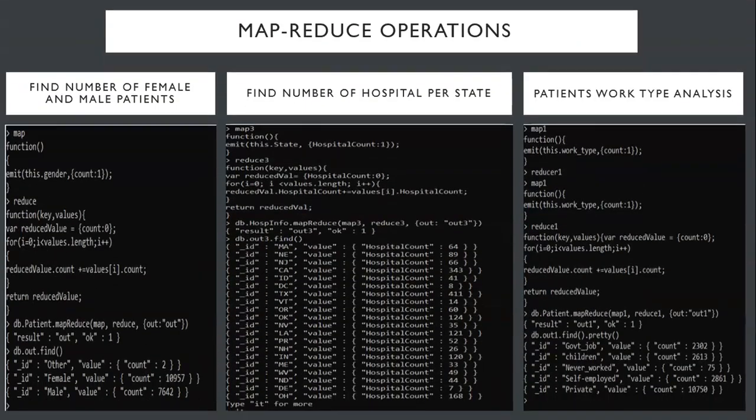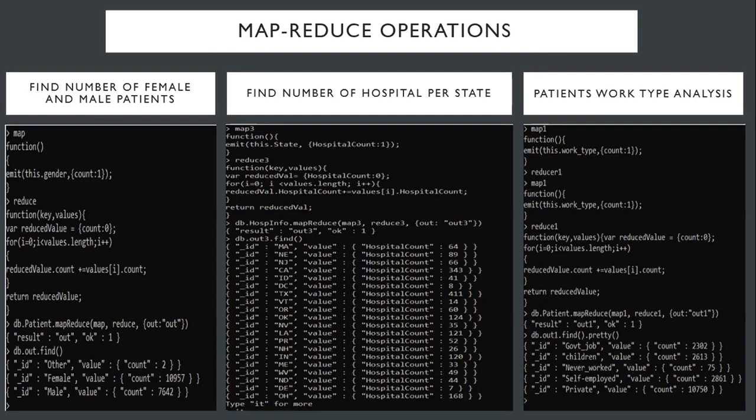The next thing we move on to is map reduce functions. To show some important analysis, we have performed a few map reduce operations. What this map function is doing is, this is JavaScript code, and we try to emit a particular column which we require for the analysis. As you can see in the first map reduce operation, we have used the gender column from the data, and count: 1 indicates that every time the gender appears, the count will be updated for that particular gender.